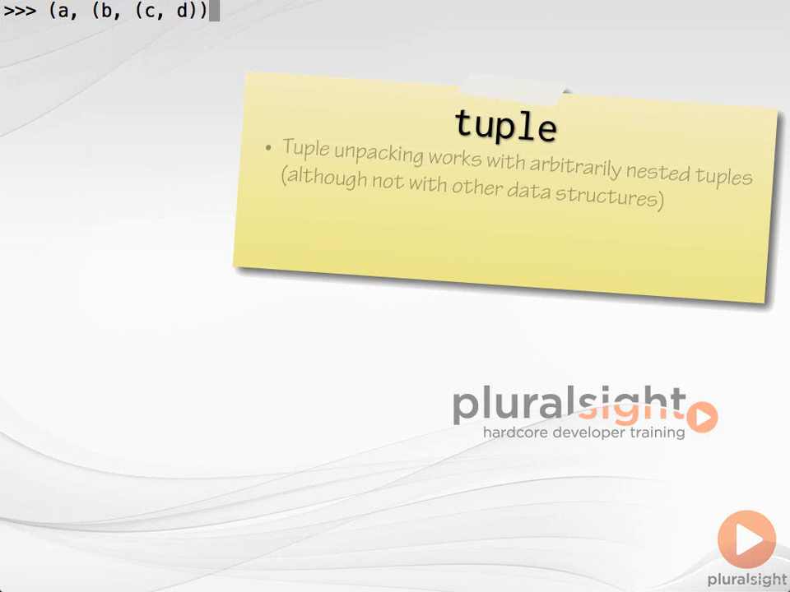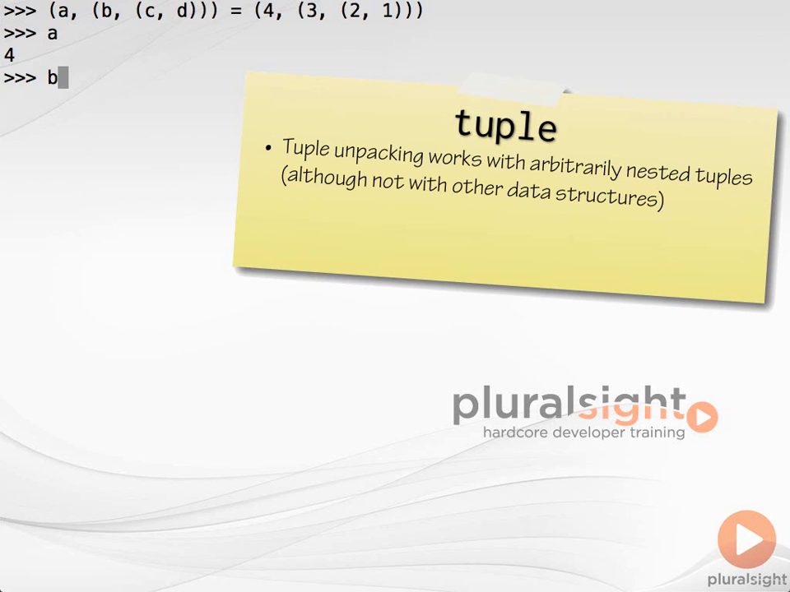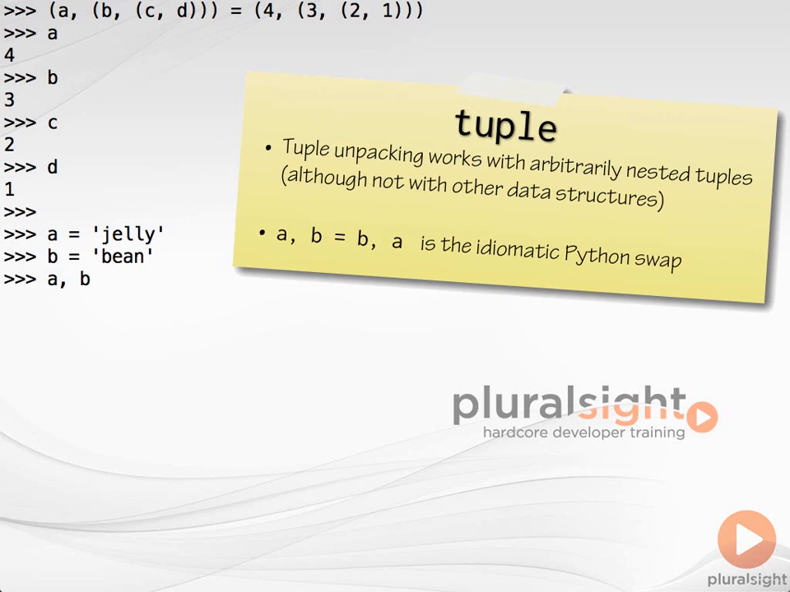Tuple unpacking works with arbitrarily nested tuples, although not with other data structures. This in turn leads to the beautiful Python idiom for swapping two or more variables.